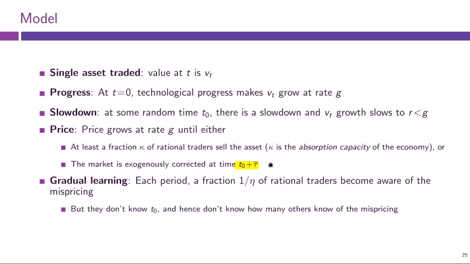But you probably can think of some interpretations. Like, just at some point the mispricing becomes so salient that the government intervenes, or Elon Musk tweets about Tesla stock being overpriced, something like that. So some exogenous event which necessarily happens after time t bar.